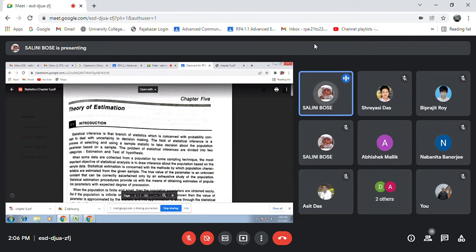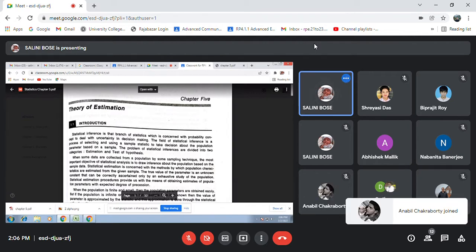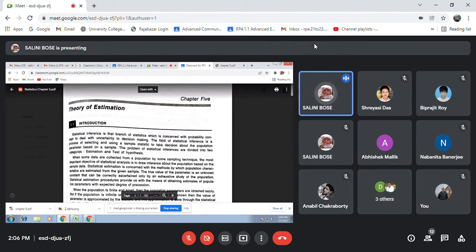So the process of selecting the samples and using that sample statistics to take the decision, and which decision we are taking? We are taking the decision about the population parameter. That is called the statistical inference. And it is of two types. One is estimation, that is called theory of estimation, which is your chapter. Another is test of hypothesis. So we will study the theory of estimation.